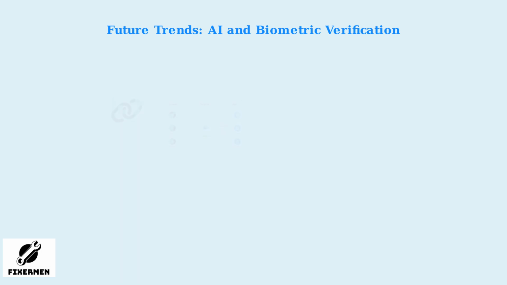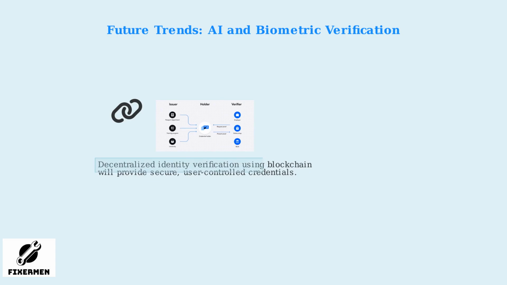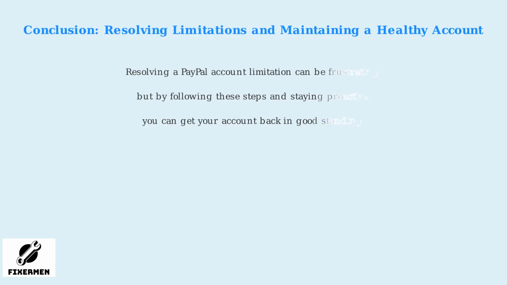risks. Decentralized identity verification leverages blockchain technology to give users control over their credentials. Instead of centralized databases, users can share verified proofs securely with PayPal and other services, enhancing privacy and reducing fraud. Resolving a PayPal account limitation can be frustrating, but by following these steps and staying proactive, you can get your account back in good standing.